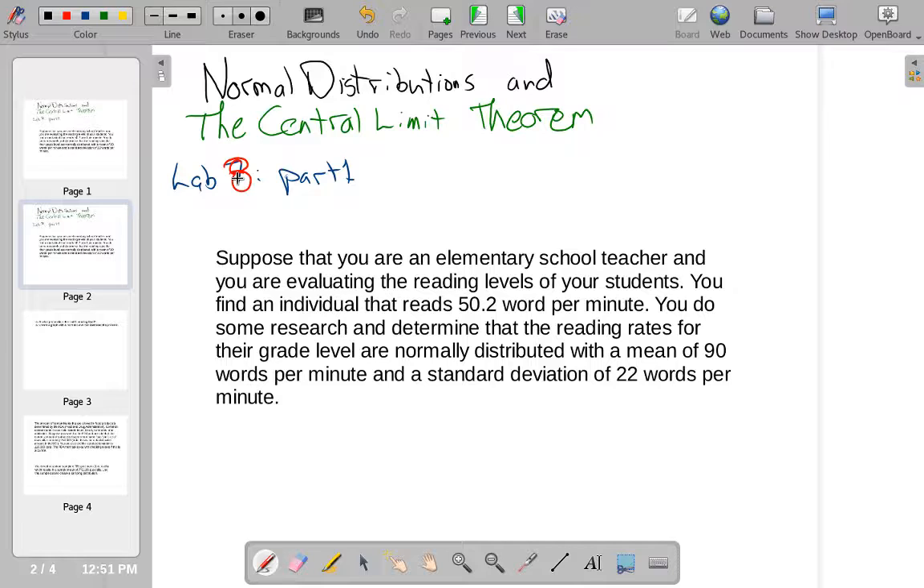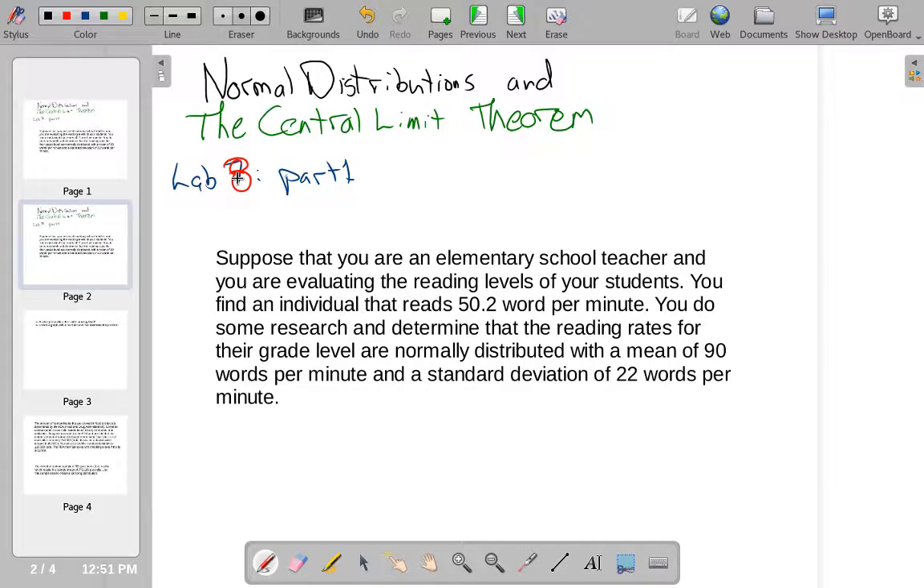Suppose that you are an elementary school teacher and you are evaluating the reading levels of your students. You find an individual that reads at about 50.2 words per minute. You do some research and determine that the reading rates for their grade level are normally distributed, we'll look at that in a sec, with a mean of 90 words per minute and a standard deviation of 20 words per minute. So some measurements are normally distributed and some are not.